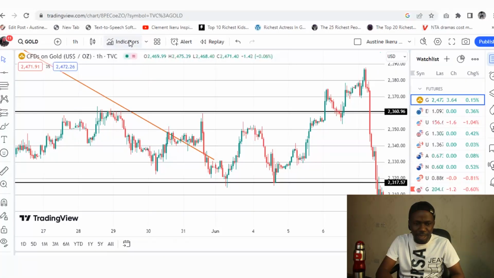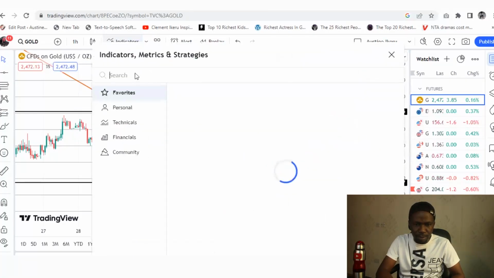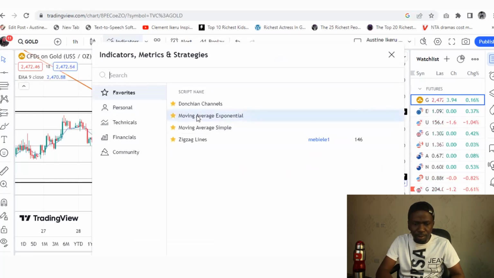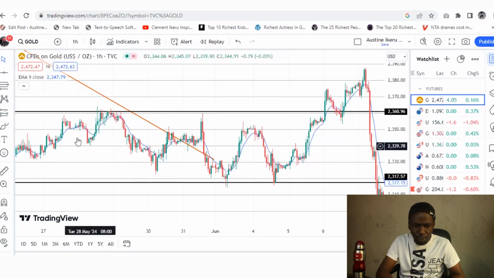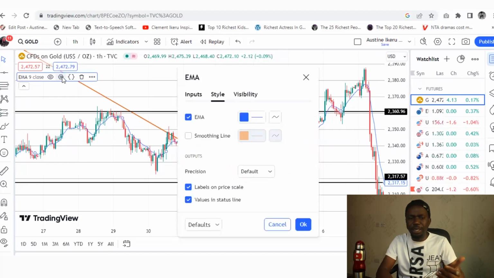For you to be able to plot out the moving average, you can go to the indicator and then search for moving average exponential. This is it. You click on it once, right? Then it pops up. Then you go to the settings. You set it to the level that you want and the color that you want.